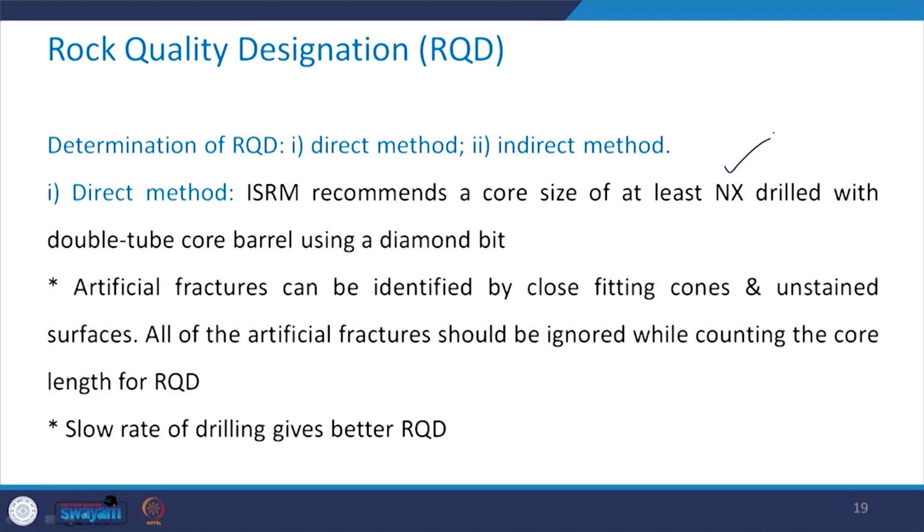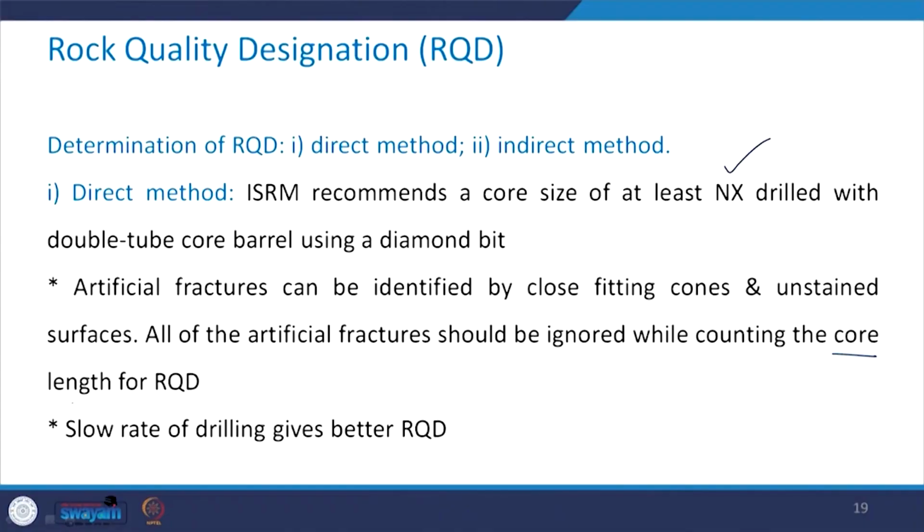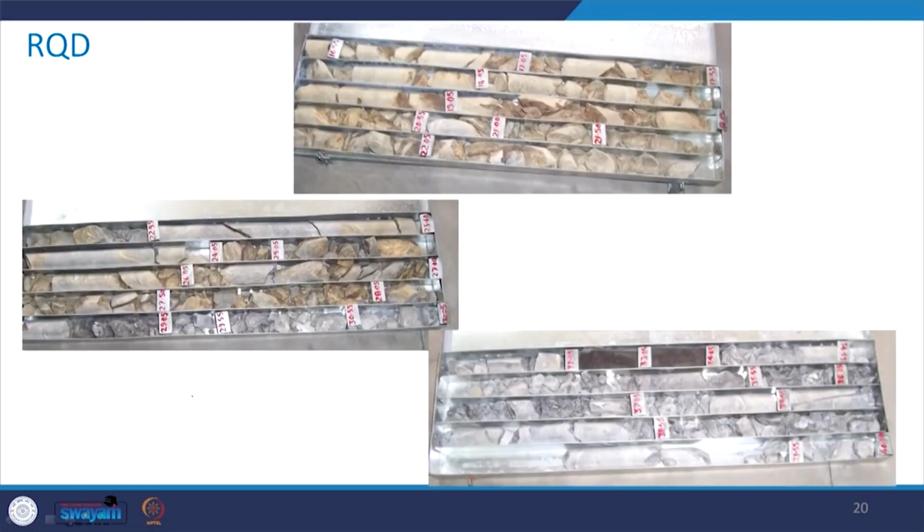Then we need to see that artificial fractures with close fitting cones and unstained surfaces should not be considered while taking the core length for RQD. You can ignore all these things when you calculate this RQD. The slow rate of drilling obviously will give a better value of RQD.